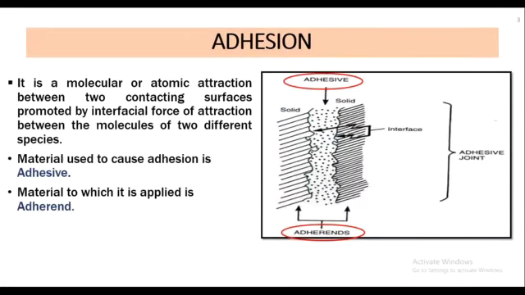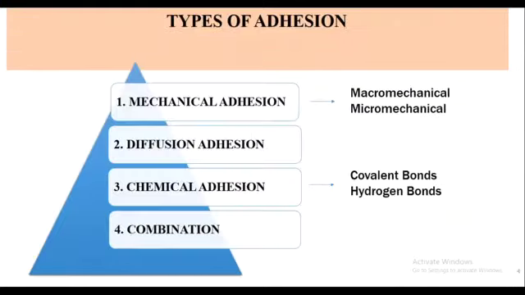Now, what is adhesion? It's a molecular or atomic attraction between the two contacting surfaces promoted by interfacial forces of attraction between the molecules of two different species. The material that causes the adhesion is called the adhesive, and the material that is applied onto the surface is called the adherent. Now, there are certain types of adhesion like mechanical adhesion, diffusion, chemical adhesion, as well as a combination of all the adhesions.